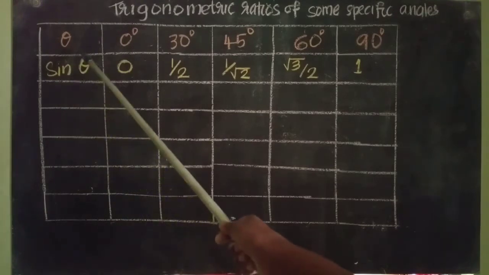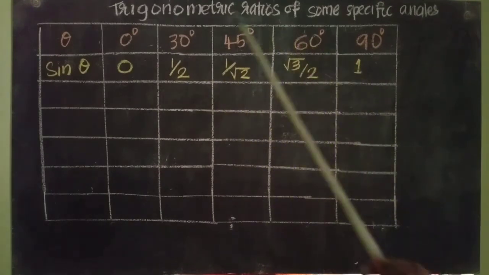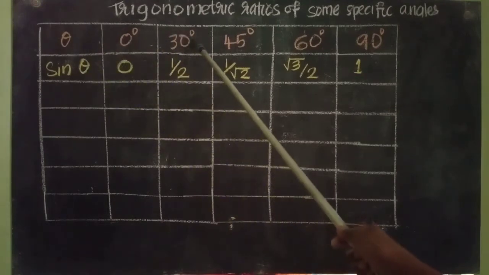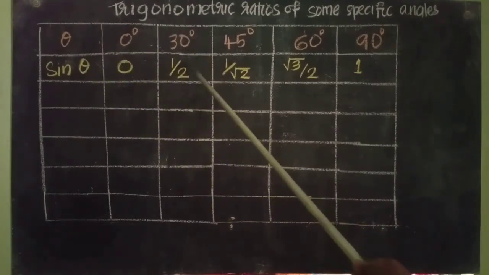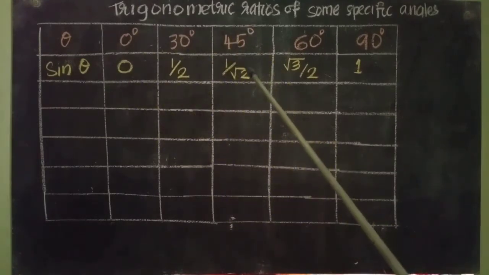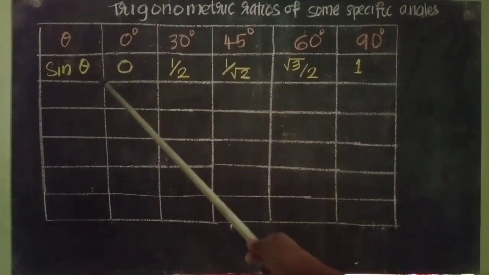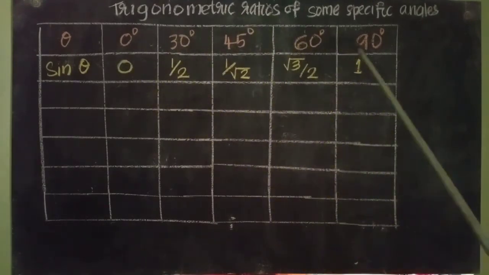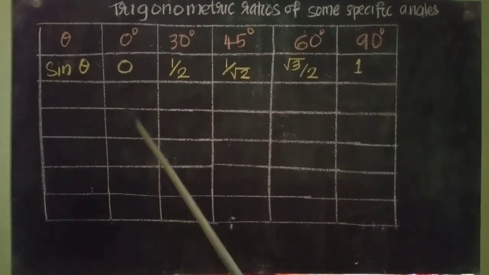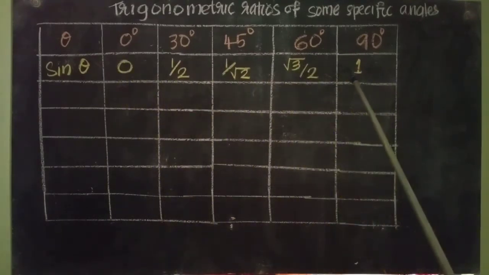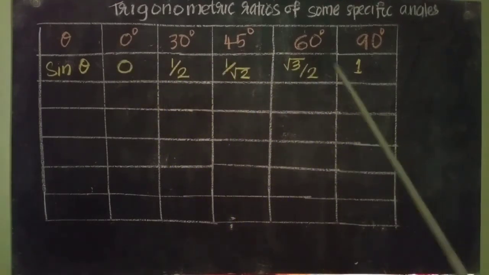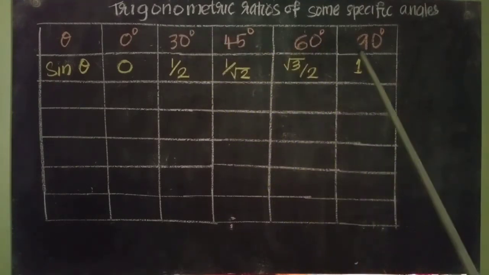So the first trigonometric ratio is sin theta. Its values are like this. Sin 0 degree, it is 0. Sin 30 degree, it is 1 by 2. Sin 45 degree, it is 1 by root 2. Sin 60 degree, it is root 3 by 2. Sin 90 degree, it is 1. So from this table you can understand the value of sin theta is increasing as theta is increasing.